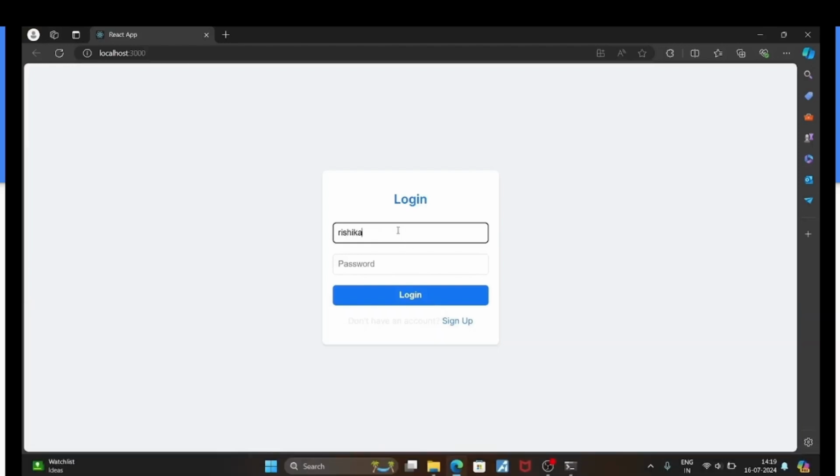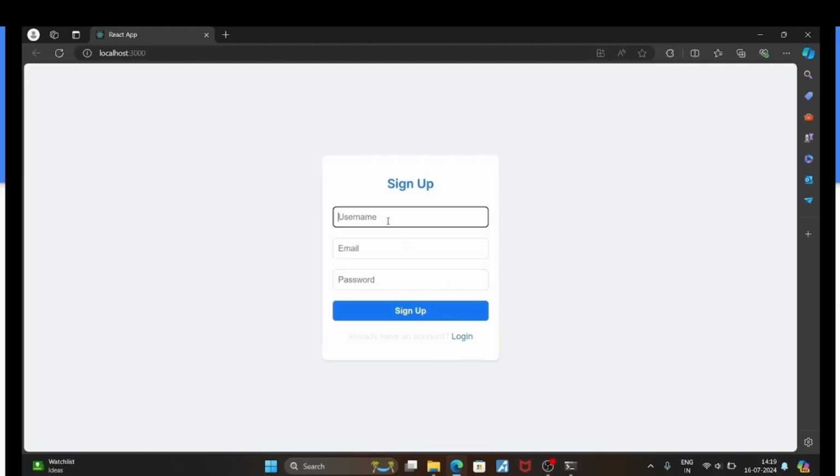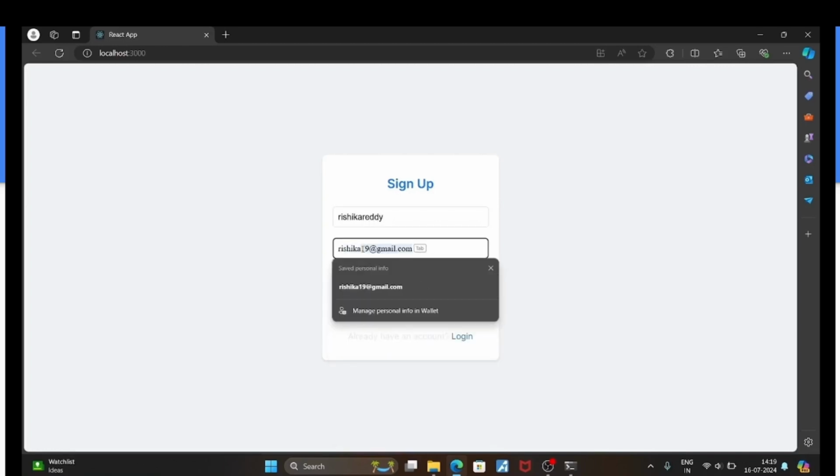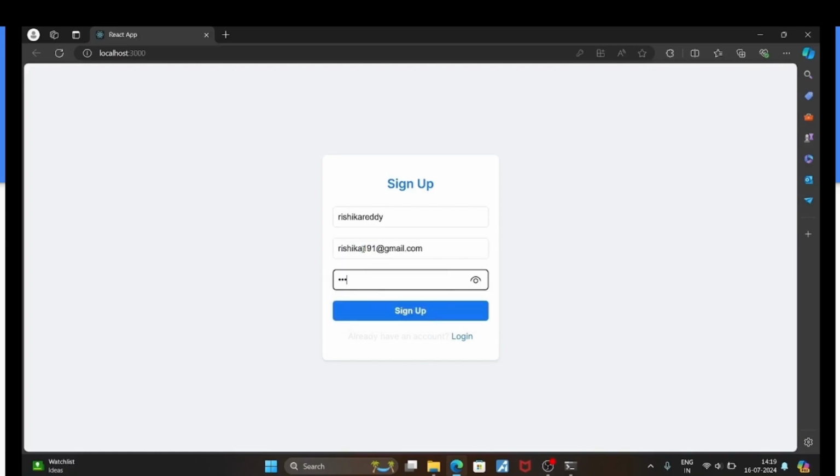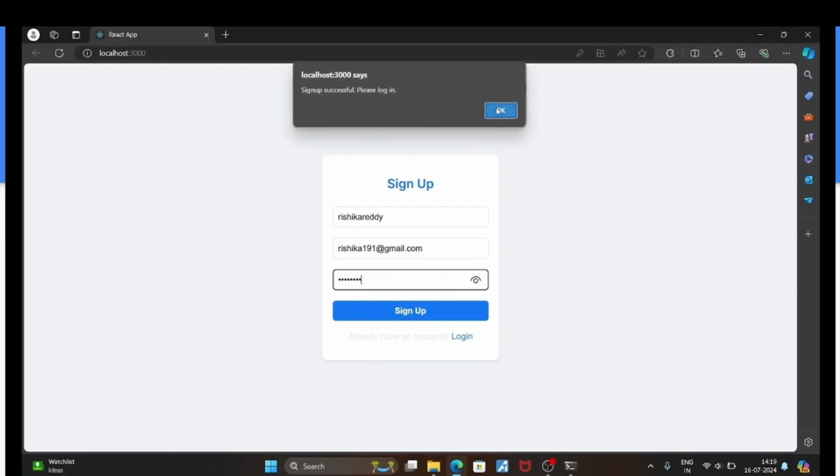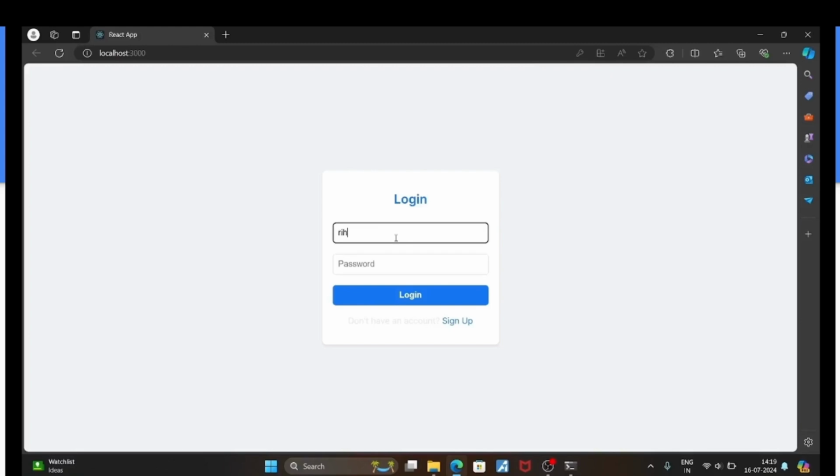Let us log in. Before that, we'll sign up with the details. Let the username be Rishika Reddy. Then goes the email. It's asking us to include an @ for the email too. Then the password. Yes. And now let us log in. So it's storing all these details in the MongoDB database.